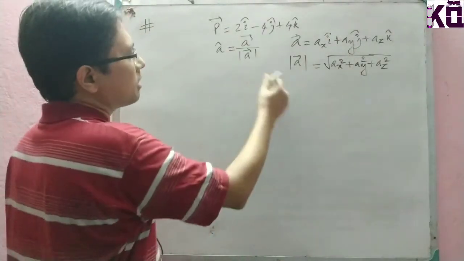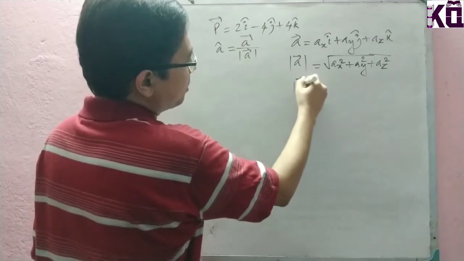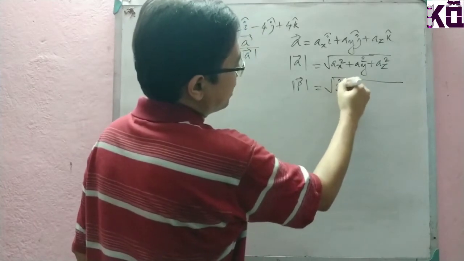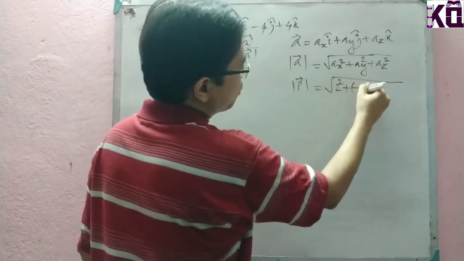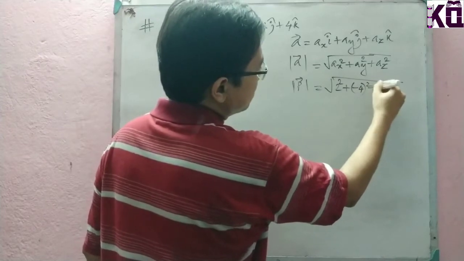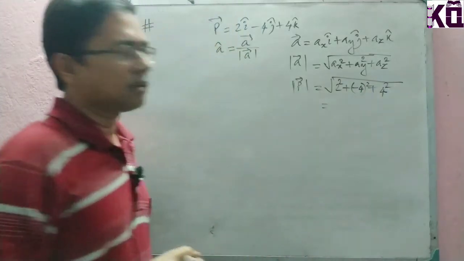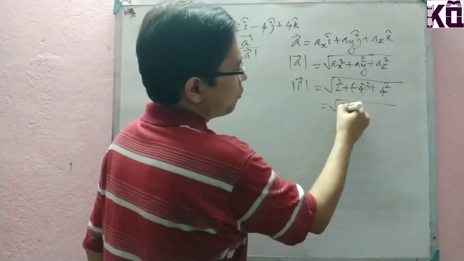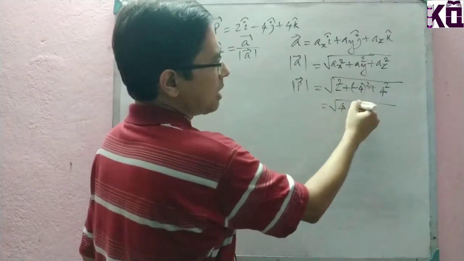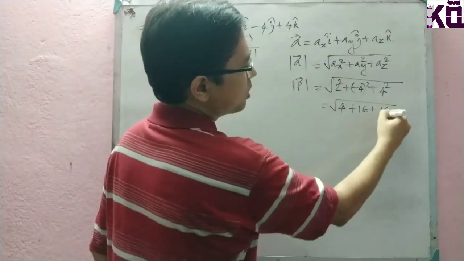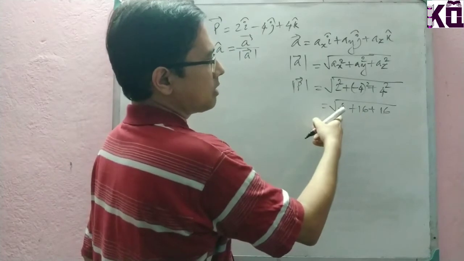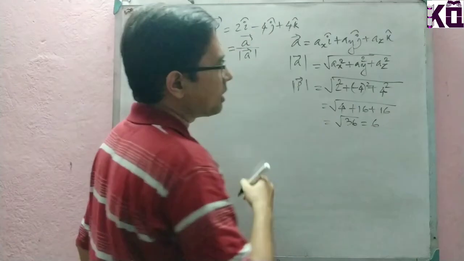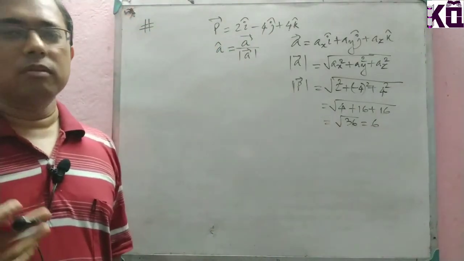So now what happens here? Mod P means the magnitude of P, which is nothing else but root of 2 square plus minus 4 square plus 4 square, right? So finally, how to identify this? Simple. Minus 4 square is plus 16 and this one is also 16. So 32 plus 4 means 36, and root of 36 means 6. So that becomes 6, the magnitude.